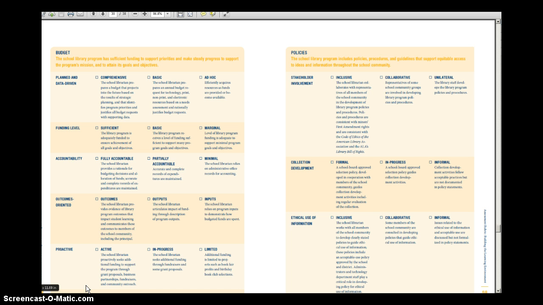Do we work with all members of our school community to develop clearly stated policies that guide ethical use of information, including an acceptable use policy that's approved by the district and the school? Administrators and technology department staff play a critical role in developing policy for ethical use of information.